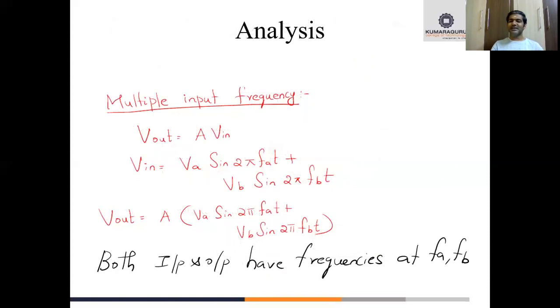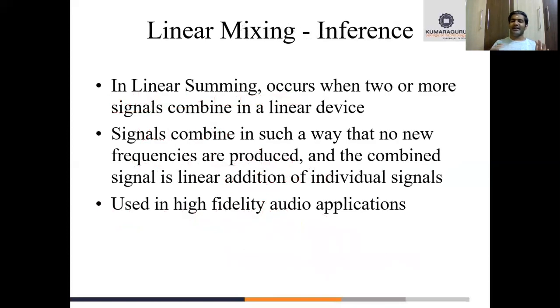So in linear mixing, if I want to sum up what I understood from the discussion: linear summing occurs when two or more signals combine in a linear device. A linear device means the output and input follow a linear relation. So linear summing, that is, two signals get added up when two or more signals combine in a linear device. That is one important observation.